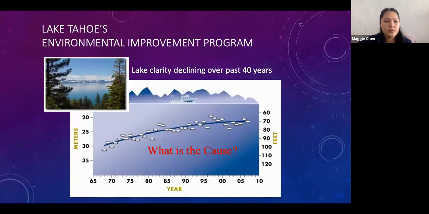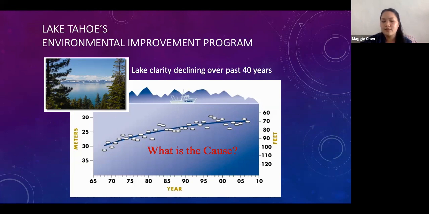So now let's look at an example in California, Lake Tahoe. It's well known for its water clarity, and it's one of those lakes that, because of its elevation, doesn't freeze over during the winter. Data's been recorded over time showing that for the past 40 years, lake clarity has been going down. So it's not as clear as it used to be, and they're trying to understand why.